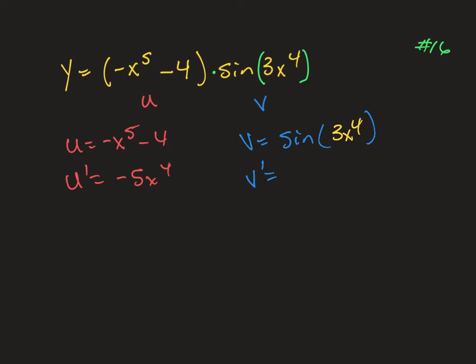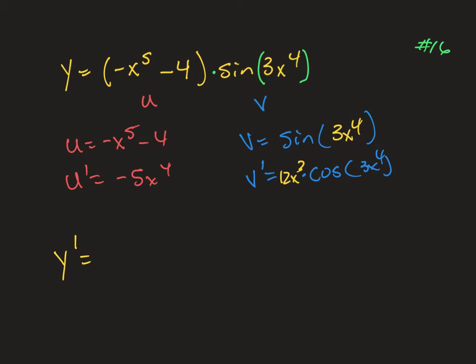So this is v prime equals, the derivative of sine of u is just cosine of u. So I'll have cosine of 3x to the fourth. But then I have to multiply by the derivative of the u itself, the derivative of 3x to the fourth, which is 12x cubed. And we usually write that factor out in front of the trig function. So the entire v prime is 12x cubed times cosine 3x to the fourth. Once you have that written out, you're ready to do your product rule to get y prime.